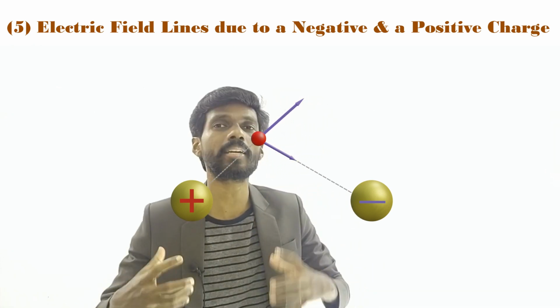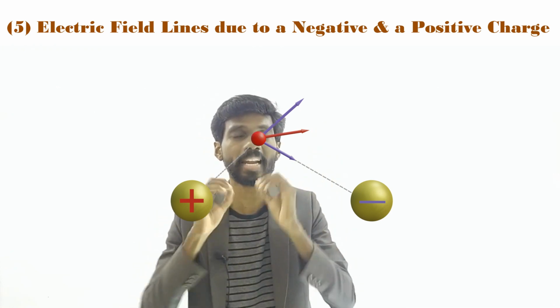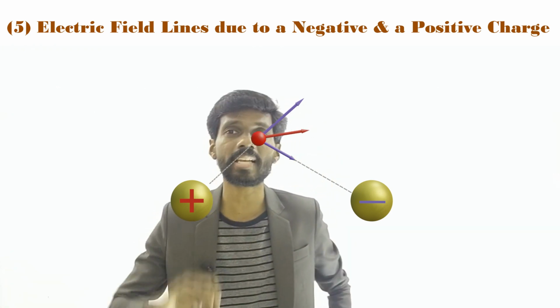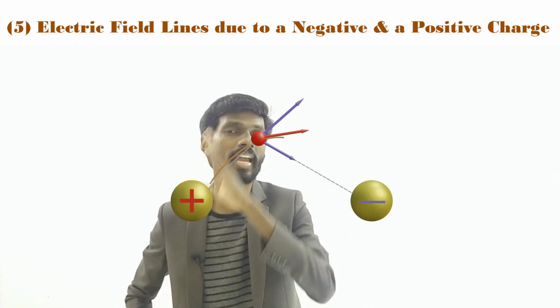So now the resultant of these two electric fields is somewhere between them, right? So this is the resultant, the net electric field due to these two charges at that point. Now join this. So the electric field lines start from this charge and end at that point, right?